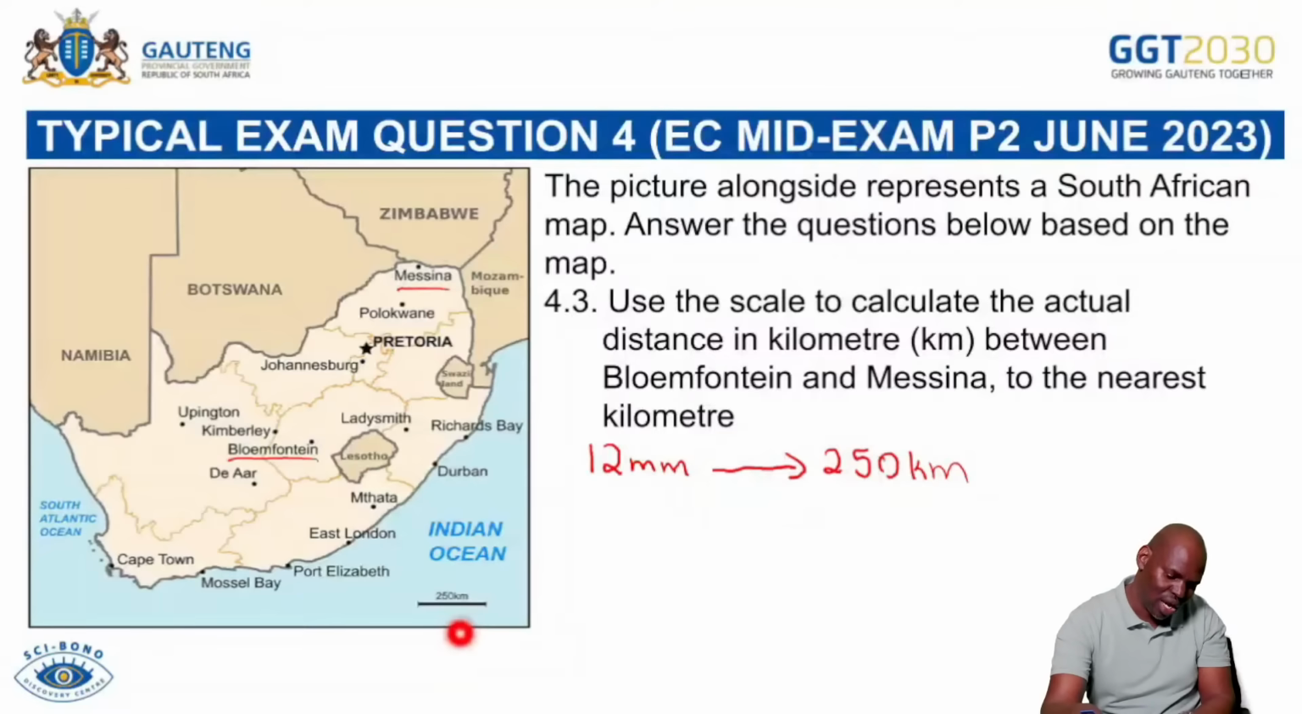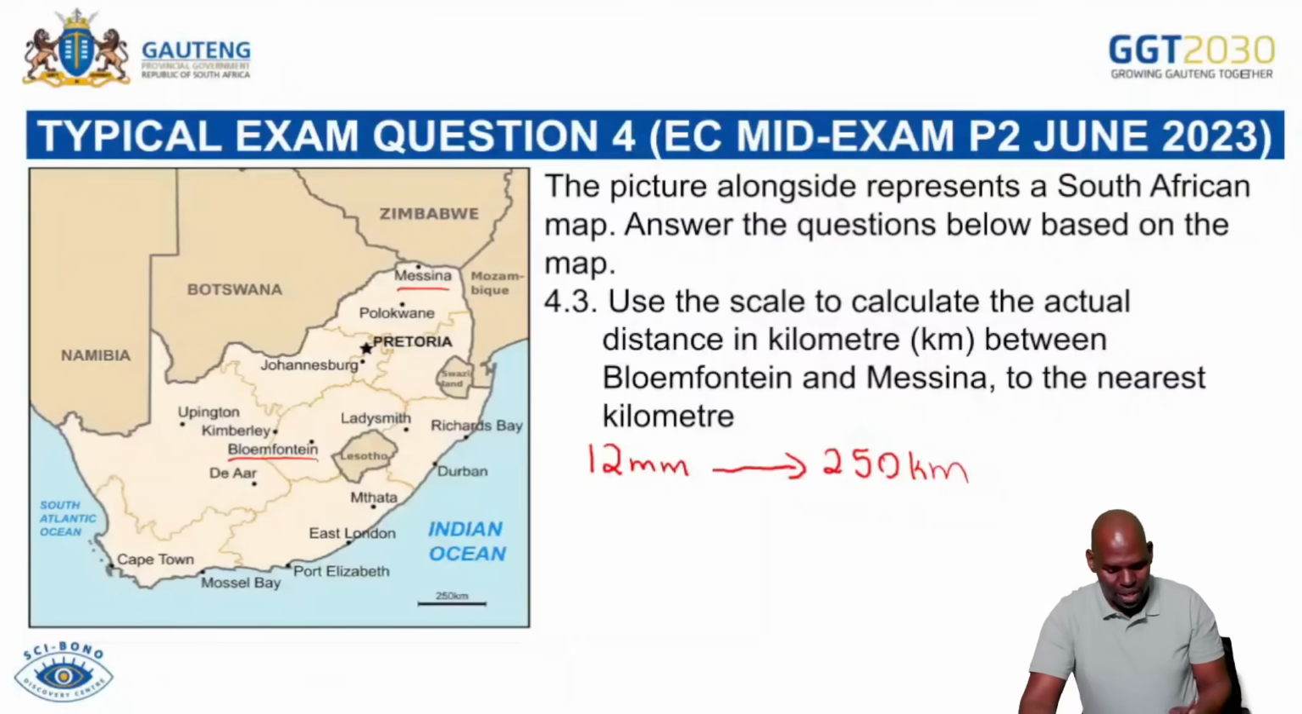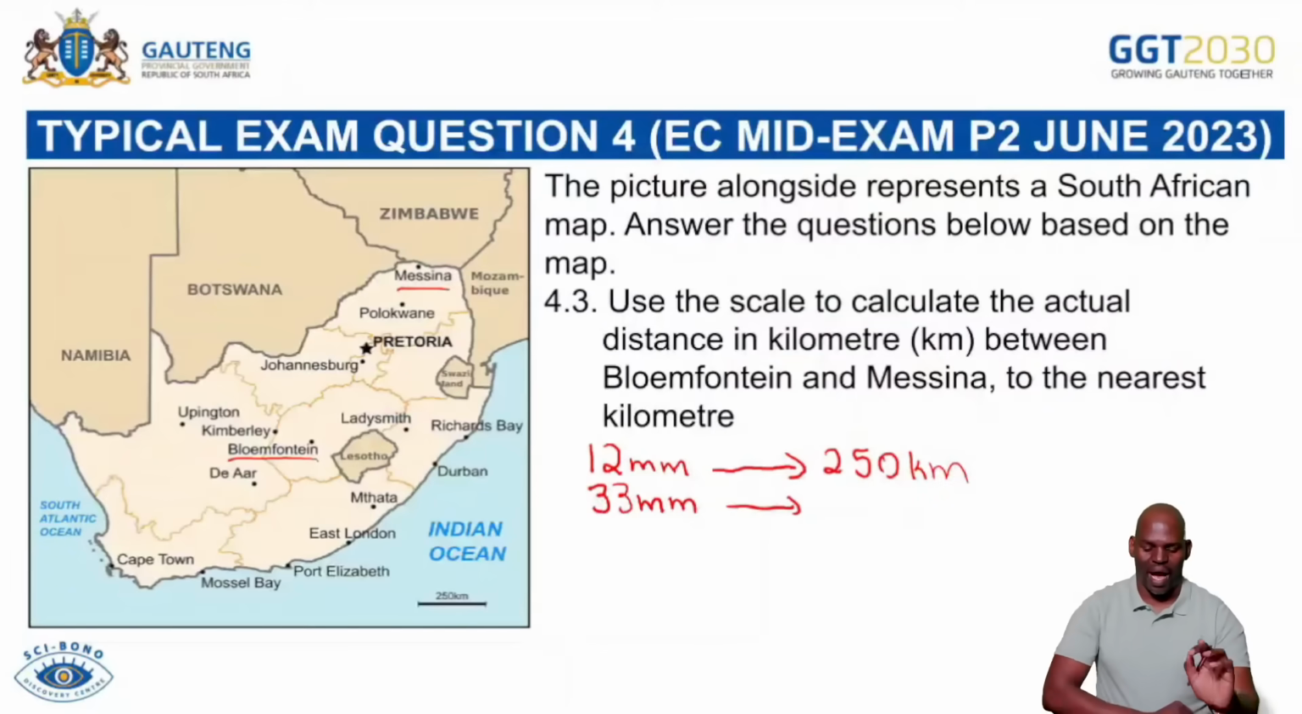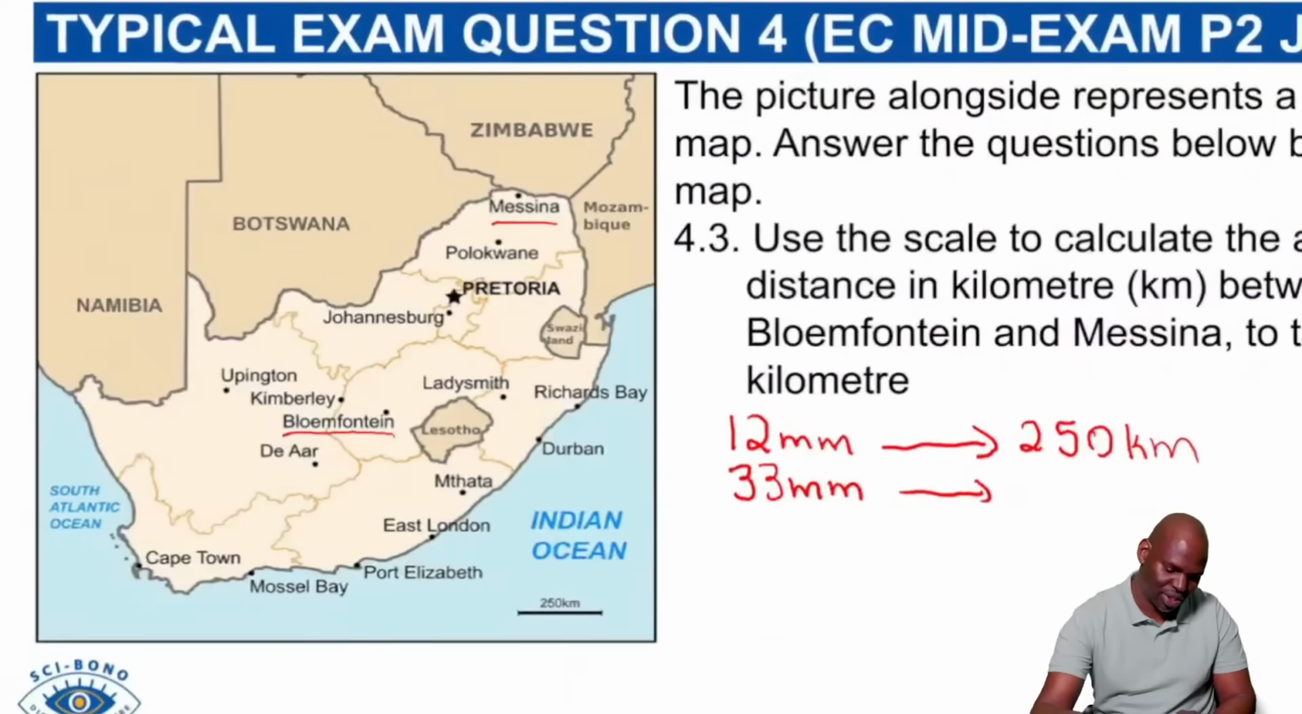So when I do this, I get about 30, 31, 32, 33. So I get 33 millimeters. That is according to the map that I have here. When I do the measurement, I get 33 millimeters from Bloemfontein to Messina. I can just double check again.